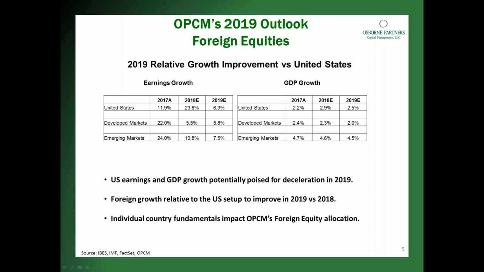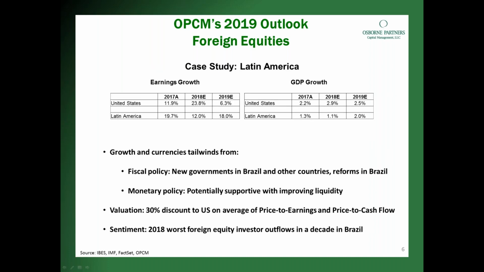When discussing tailwinds for foreign equities, it's not monolithic. There are unique situations that are particularly attractive, and we're going to talk about one of those right now. So an example of a region that could be set up well is Latin America. As the table shows, a relative growth acceleration versus the United States is expected by consensus in 2019.